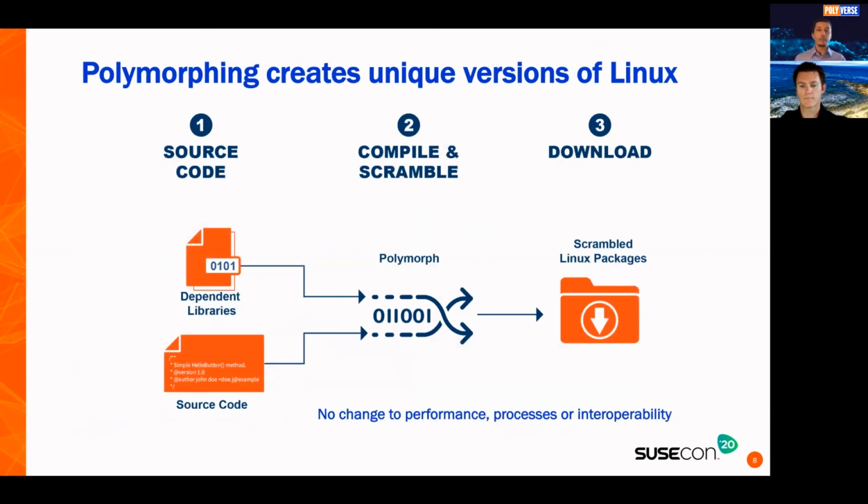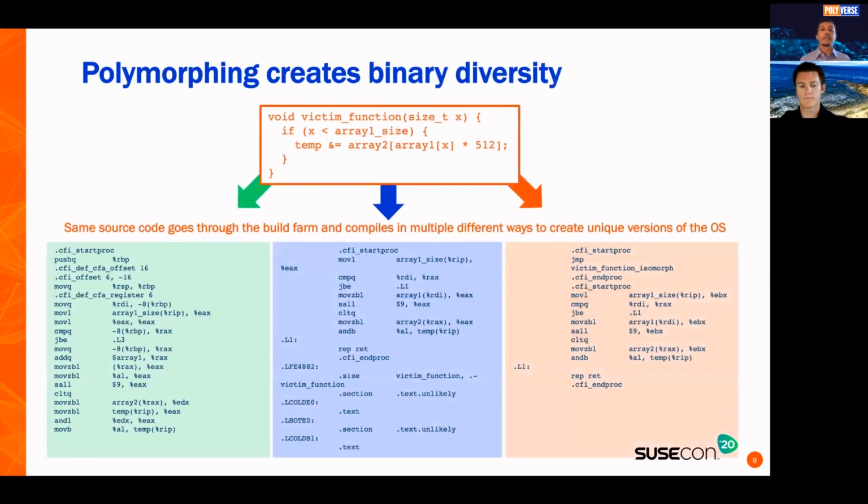And how do we do that? We take the source code and the dependent libraries, we compile and scramble them, and create this polymorphic version of a Linux package. Each package is going to be unique because it's uniquely polymorphed, and the instance would be different per installation. What that creates is binary diversity. It is logically equivalent, but it creates unique instruction sets at the assembly level. And you can see that this function here has been compiled into 3 different assembly instruction sets that are equivalent.